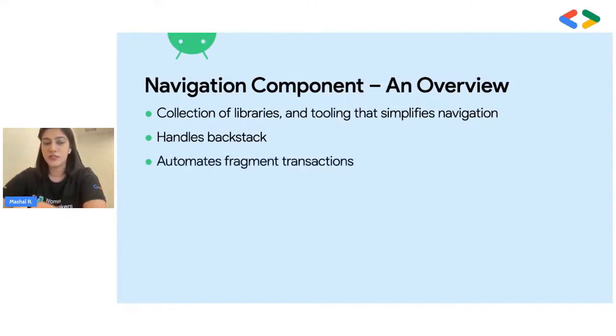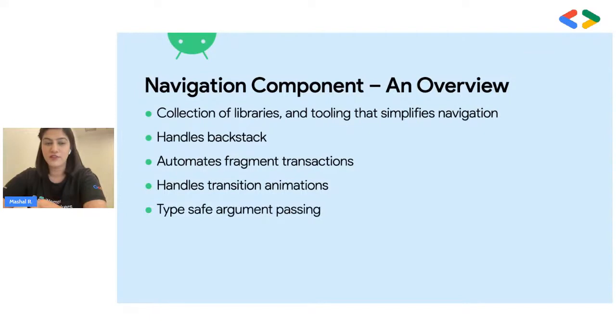It also automates fragment transactions. We just need to highlight the fragment we want to navigate from and the destination that we want to go to in the nav graph, and then call the action in our code. It also handles fragment transitions. That is, when we move from one fragment to another, it lets you identify the transition you want so that the transaction doesn't seem abrupt. The process to achieve that is very simple and streamlined.